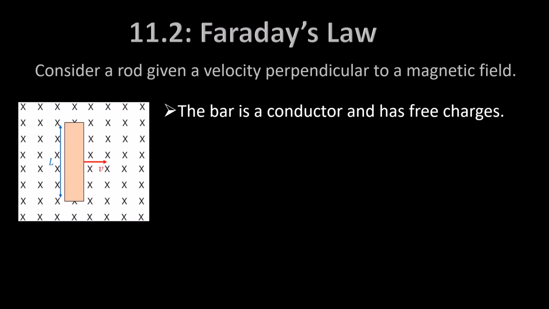So the bar, since it's a conductor, has free electrons. But when we talk about physics, we mostly talk about conventional current, which is based on positive charges. So when we say positive charge moves one way, we just mean electrons move the opposite direction.